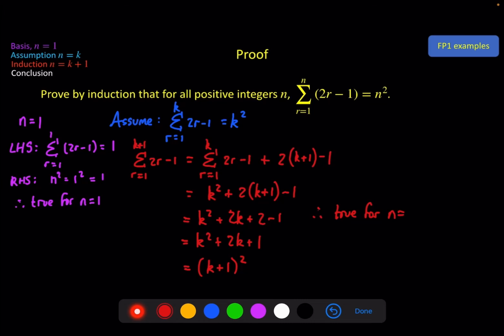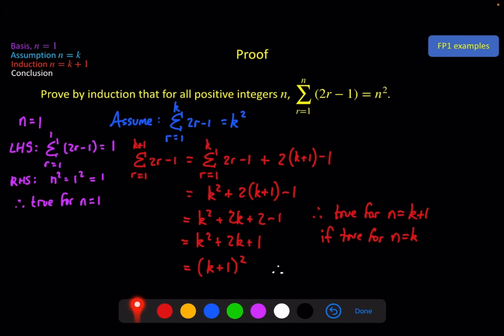for n equals k plus 1 if true for n equals k, because we used that in this process. So this is true if this is true, and I have proved over here that it is true for n equals 1. Therefore it must be true for n equals 2. And it's true for n equals 2, therefore it must be true for n equals 3, and so on and so on. The idea of the dominoes falling there.